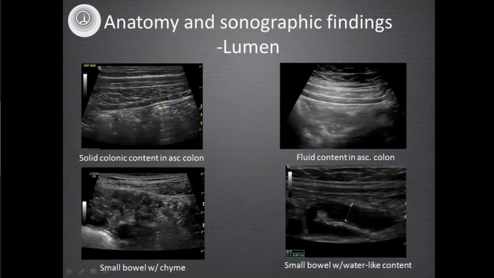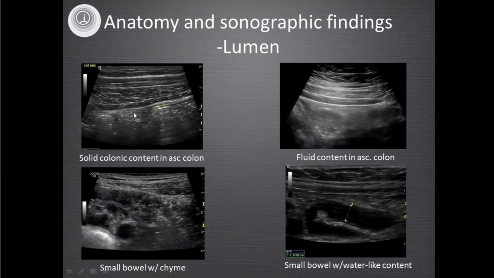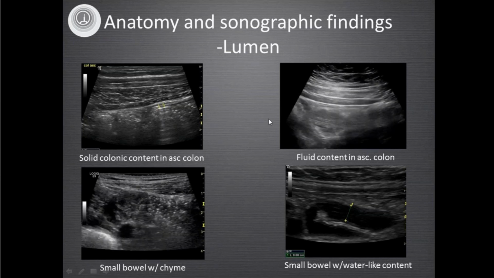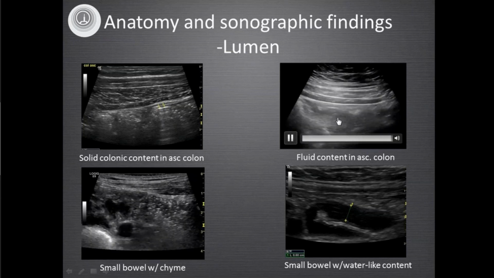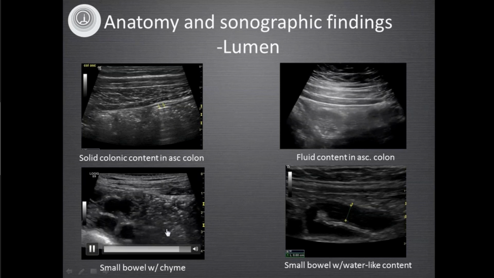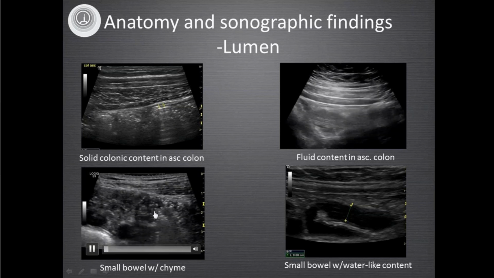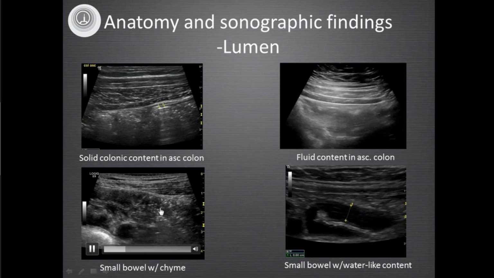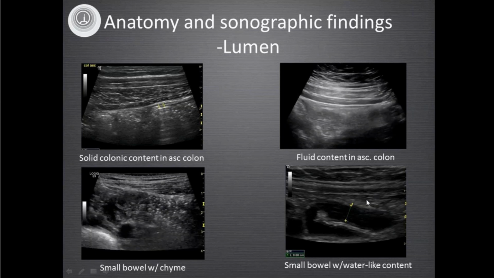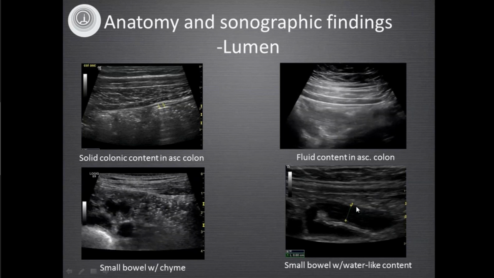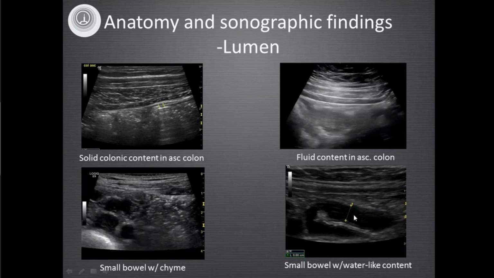And then we rarely talk about the lumen in the bowel, but as I mentioned previously, typically in the colon you can see solid content, or you can see fluid content, like in this patient here with diarrhea. And also in the small bowel, you have the chyme, which is grayish and fluid. And sometimes, or very often with pathology, you find a little bit of water-like content, which is more like black.